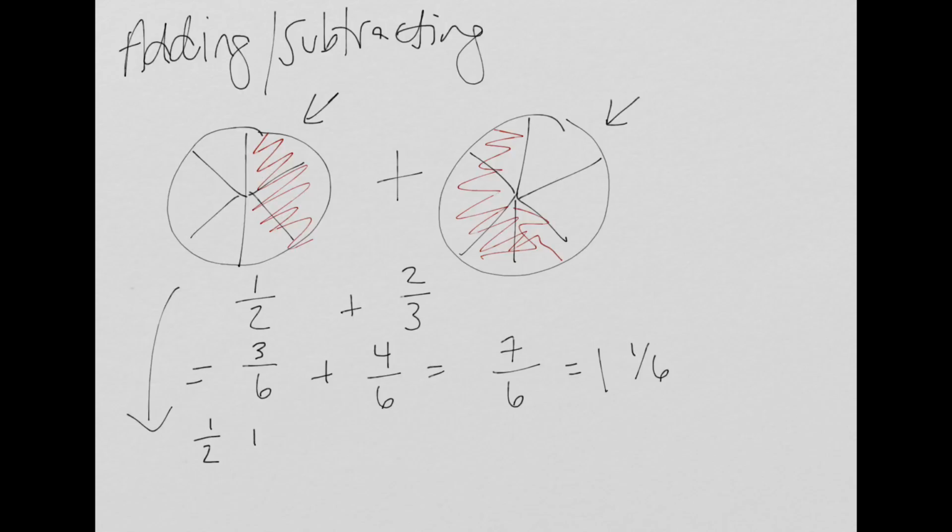I have 1/2 plus 2/3. Think of a number that both 2 and 3 go into. Well, 6. 6 is a number that both of them go into. Now ask yourself the question, 2 times what gave me 6? So 2 times what number gave me that one? The answer is 3, so I got to multiply the top by 3. 3 times 1 is 3.